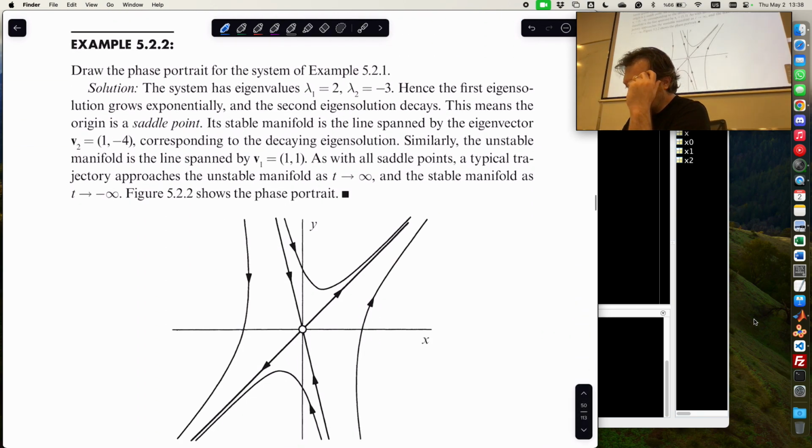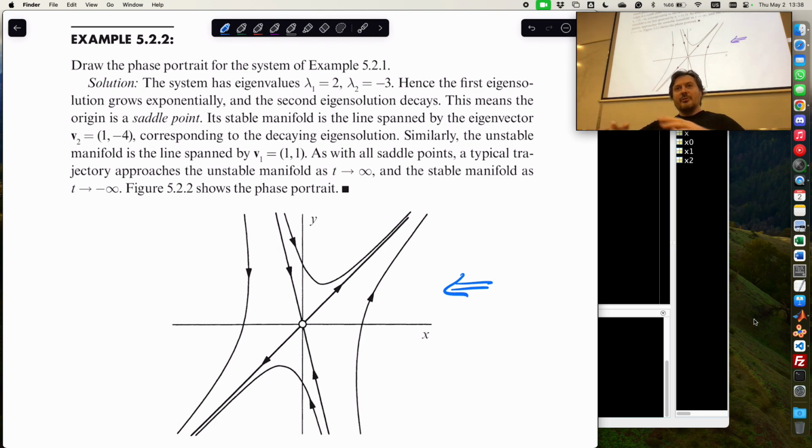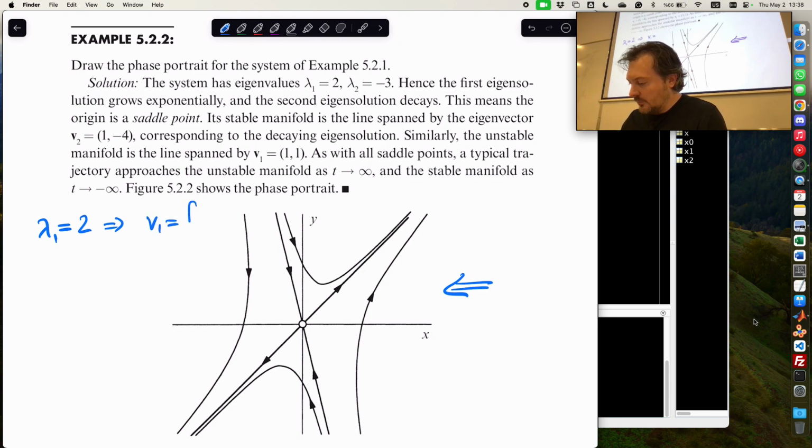The point is to draw this. This is a general thing. We have already done the solving part. Now we are approaching it graphically. So what are we doing graphically? So remember, lambda 1 was 2, and the corresponding vector was (1, 1). What we do is we just plot the (1, 1) vector. This is the (1, 1) vector.